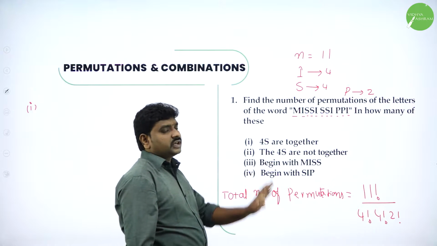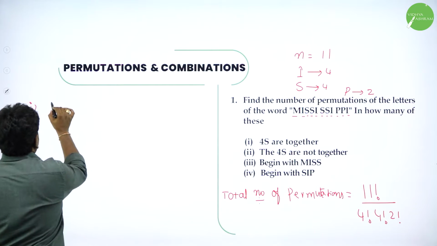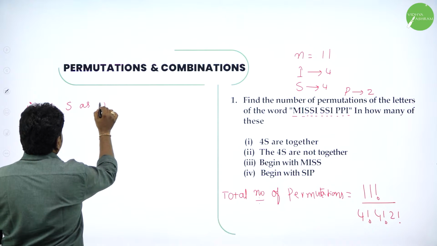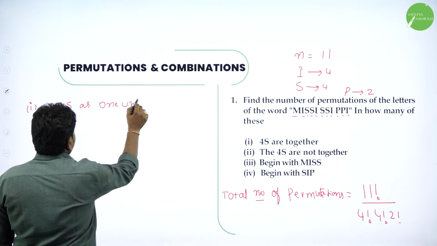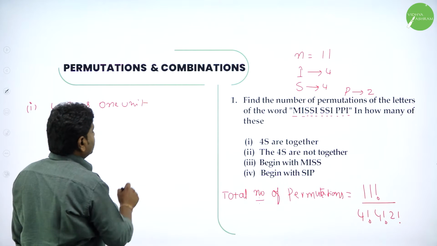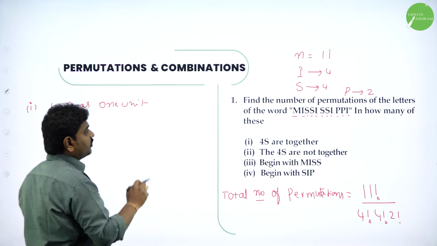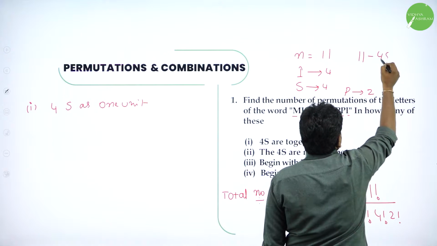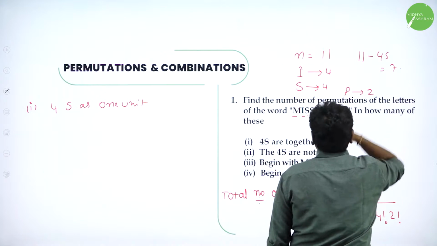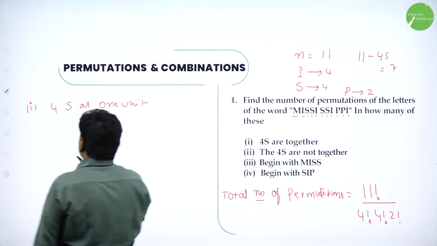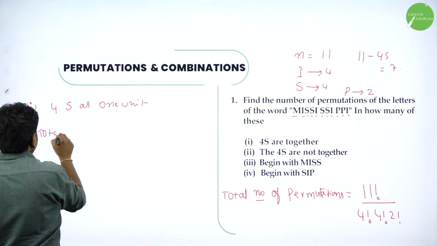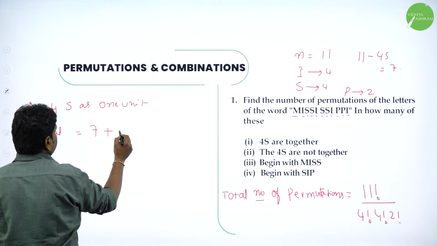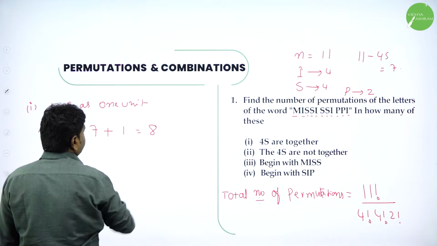How many are there with the S's together? So consider the S's. Take the 4 S's as 1 unit. Now we had 11 letters. In 11 letters, I'll remove the S's. In 11 letters, if I remove the 4 S's, I'll have 11 minus 4, 7 letters. 7 letters plus the S's as 1 unit. Total I'll have 8.